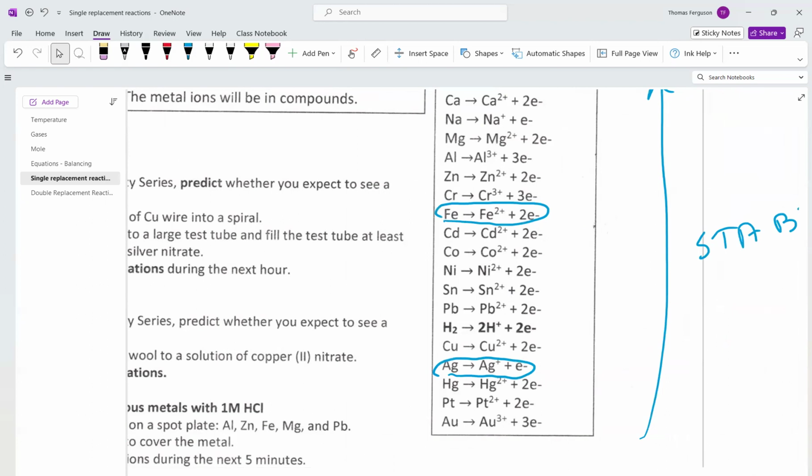But look at what they are, though. These are all oxidation reactions. So this says, if iron is on the left and higher, iron is more stable, iron the metal. Don't forget, these are all metals.